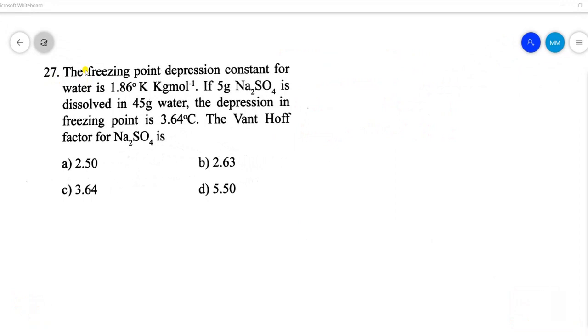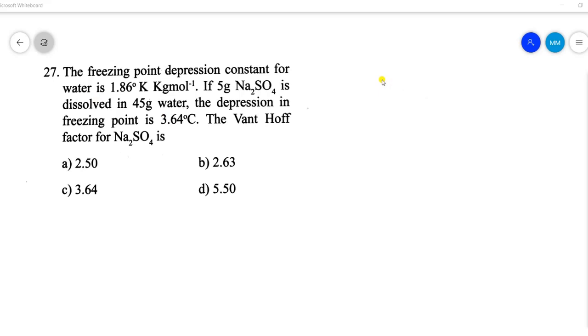Question number 27. The freezing point depression constant for water is 1.86 K kg mol⁻¹. If 5 gram of sodium sulfate is dissolved in 45 gram of water, the depression in freezing point is 3.64 degrees Celsius. What is the Van't Hoff factor for the sodium sulfate? When sodium sulfate is dissolved, what happens? The freezing point of water is decreased. And from the decreased value, you can calculate the molecular mass and Van't Hoff factor.